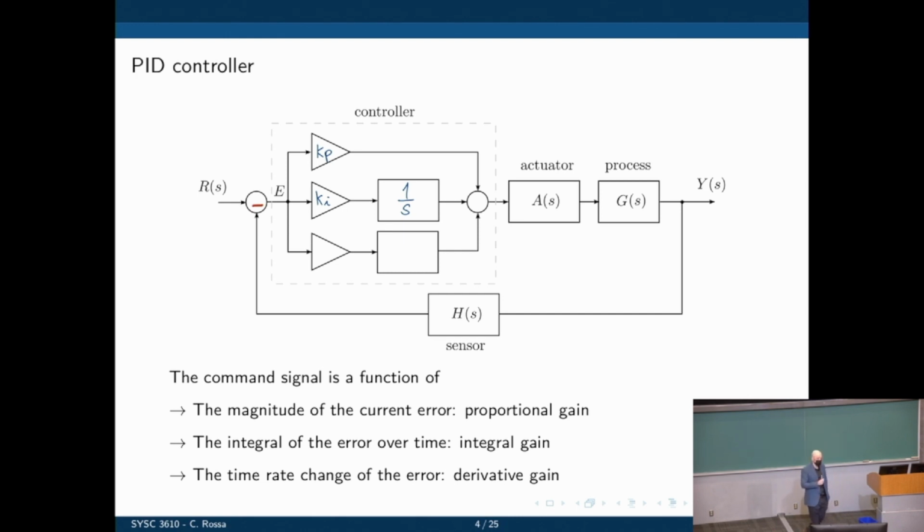What are we doing here? Well, by taking the integral of something, we are looking at what happened in the past. We are taking the integral of all errors over time. What does that do? We'll see that later. So the first one is the proportional part, because it's only proportional to the error.